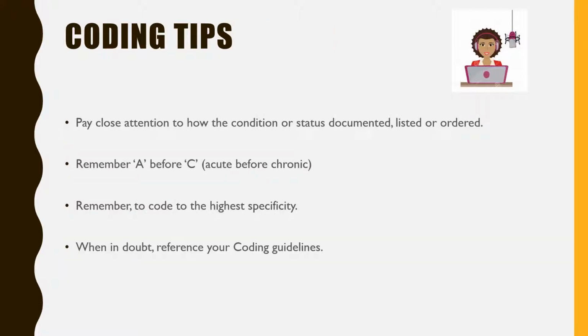So in our coding tips for this segment, number one, always pay close attention to how the condition or status is documented, listed, or ordered. Always remember that A comes before C, acute before chronic. Remember to always code to the highest specificity. And again, when in doubt, always reference your coding guidelines.